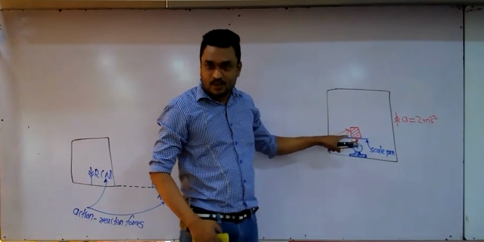Now listen to me here. This 4 kg object is kept on the scale pan. Therefore, the normal reaction force is given by the scale pan. The object is moving with the same acceleration as the lift. Draw this figure and apply F equals ma only to the 4 kg object. Find the normal reaction force, R.